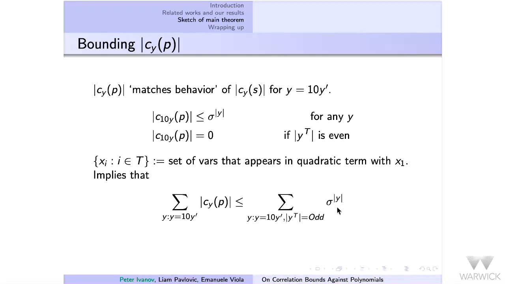All right, we have this upper bound for any y, which is not hard to show, and we also have this property that it will be equal to 0 whenever the weight on a certain subset of y is even. And this subset is just the variables that appear with x1 in some quadratic term. So basically, the weight of the subset determines whether x2 appears in the derivative or not. And because y2 is set to 0, we get cancellation and it'll be 0. All right, so then our sum simplifies based on the y whose weight is odd on yt.